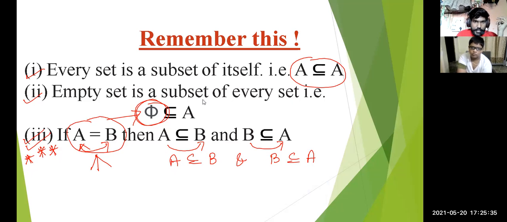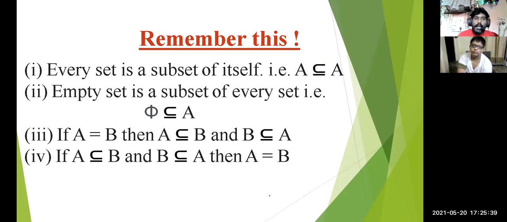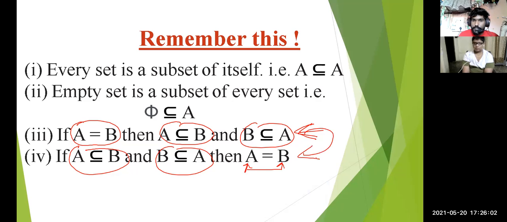We have one more point, the fourth one. The fourth one is the opposite of the third point. The third point said that if A is equal to B, then A is a subset of B and B is a subset of A. The fourth says that if A is a subset of B and B is a subset of A, then both of them are equal, A equals B.